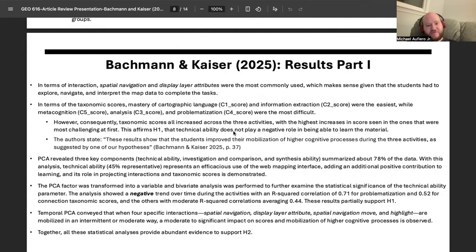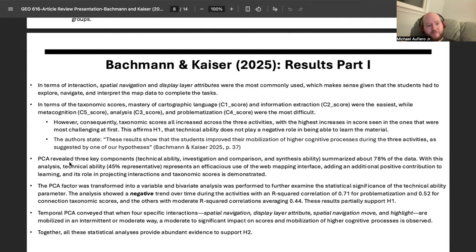So this affirms the first hypothesis proposed by Bachmann and Kaiser that technical ability does not play a role in being able to learn the material, a negative role. The authors state these results show that the students improve their mobilization of higher cognitive processes during the three activities as suggested by one of our hypotheses. So hypothesis one is confirmed.